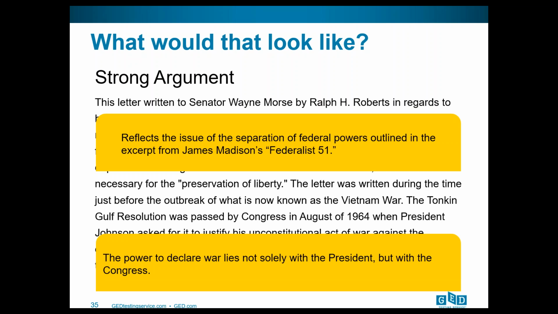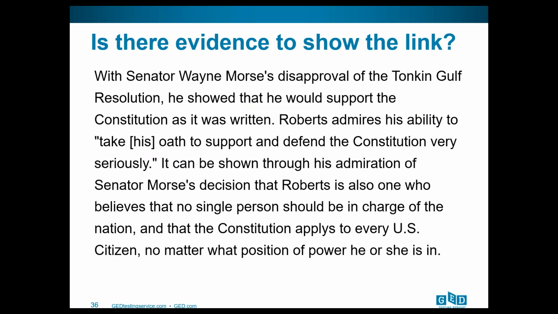Okay, that's one part of what I'm looking for, but I also need evidence. So I have to look for evidence within this writing from the student to see if there's really a link between these. So again, just take about 15 seconds and read through this particular paragraph.